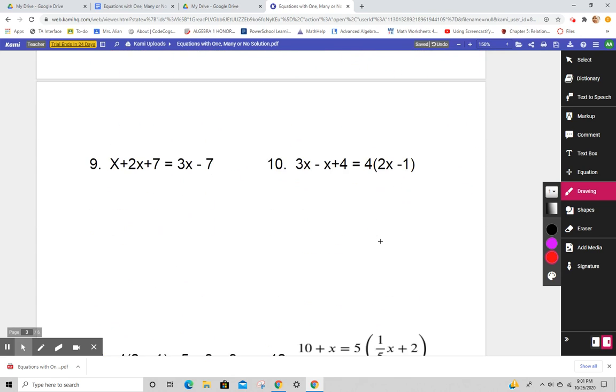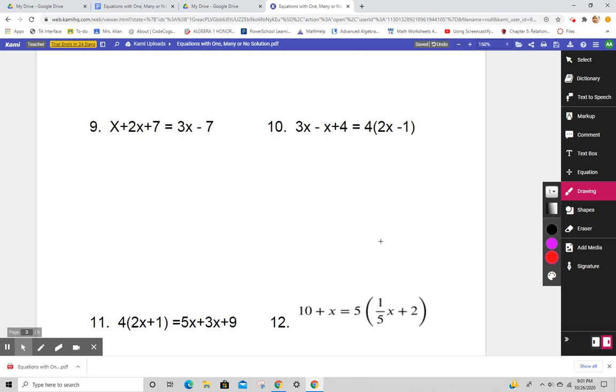All right, let's go to the next one. So let's start by combining like terms. So x plus 2x gives us 3x plus 7 equals 3x minus 7. Be careful not to say these are the same. Yes, the first term is the same. Okay, we have the same number, but not with the same sign. We have a plus 7 here and a minus 7 here.